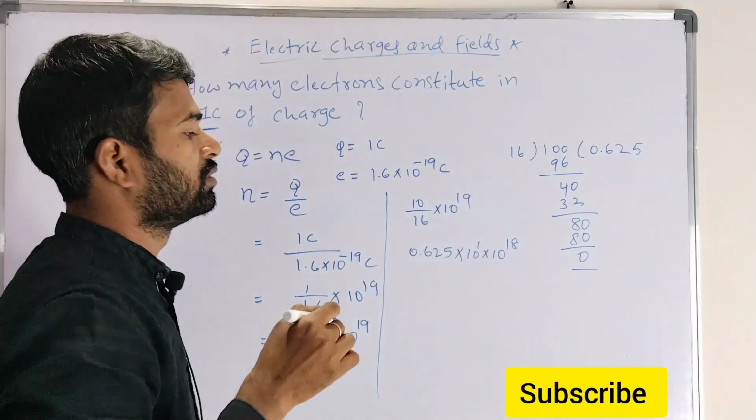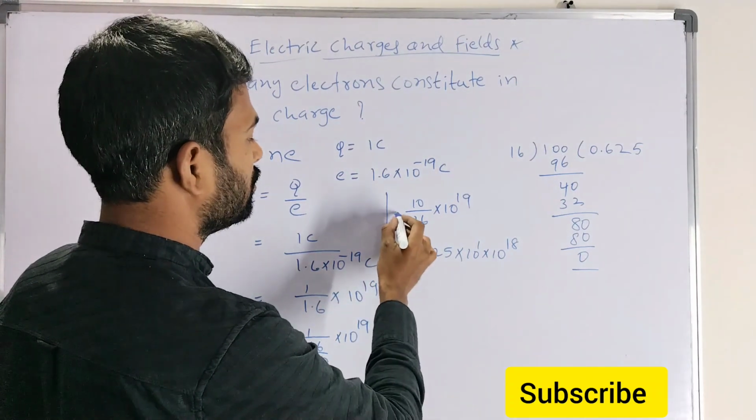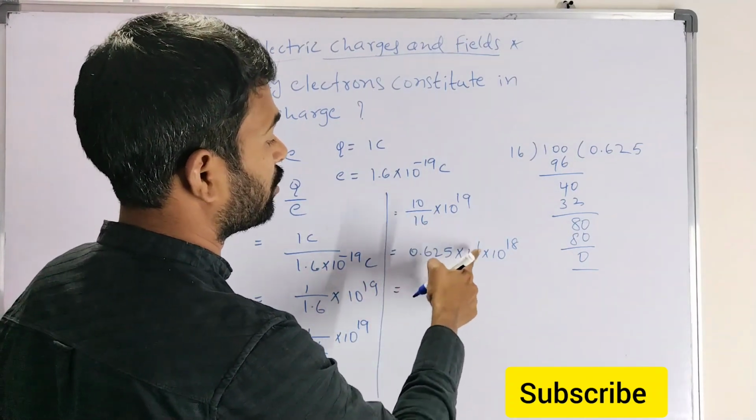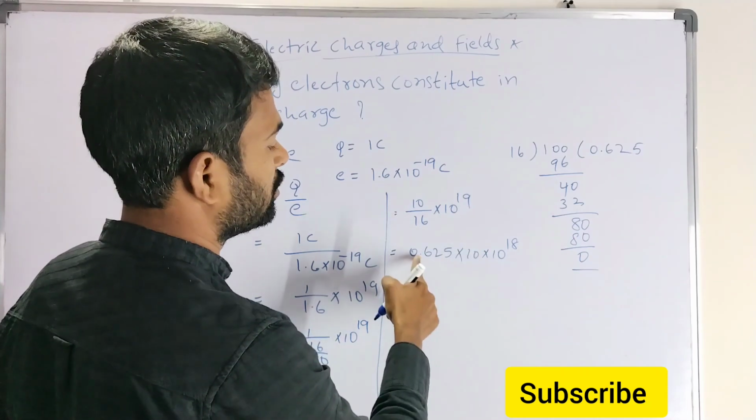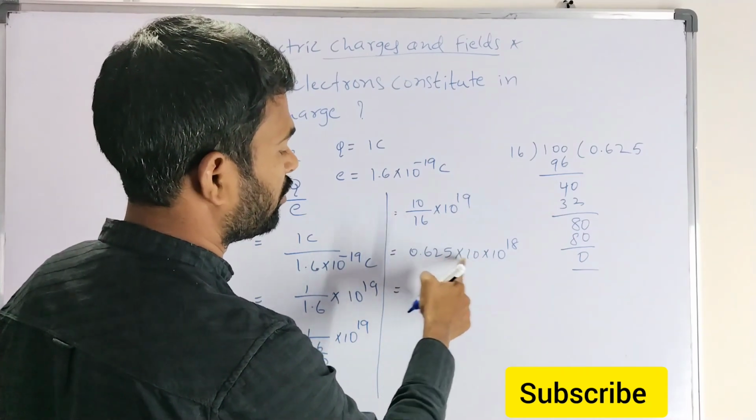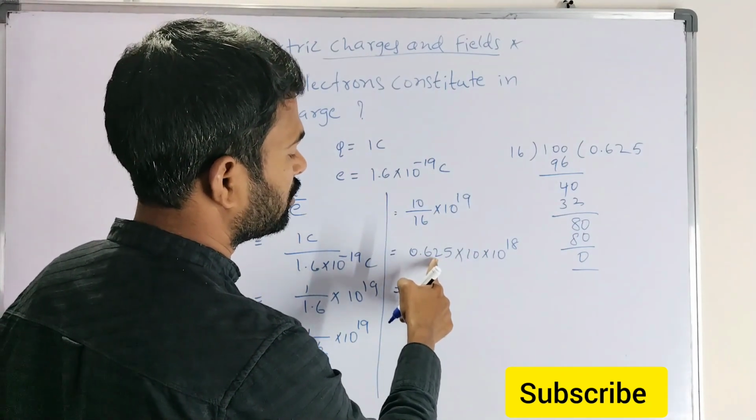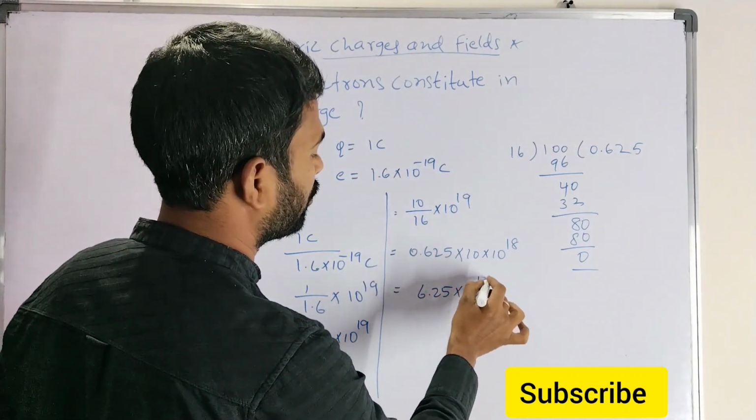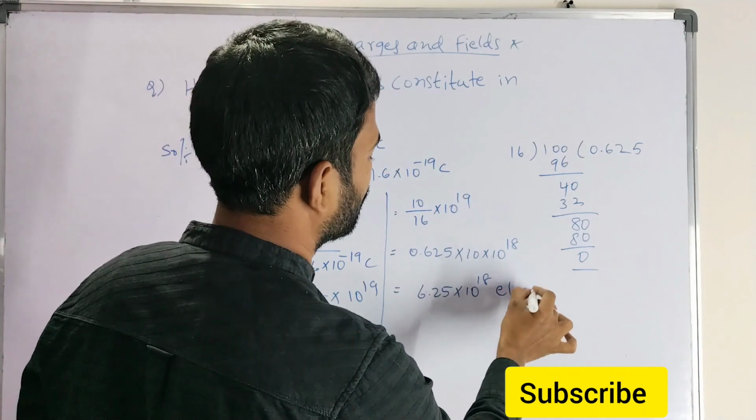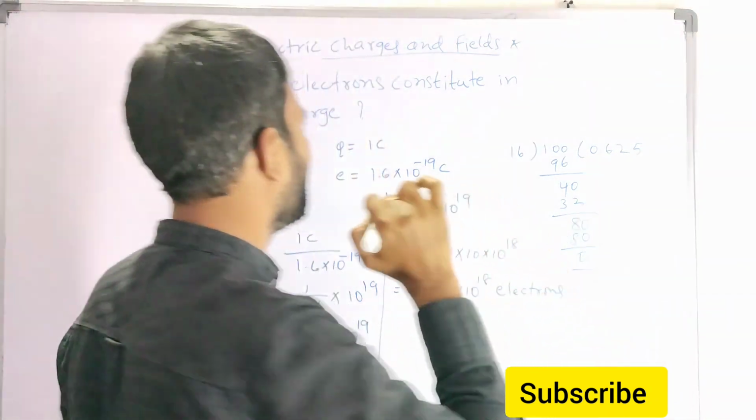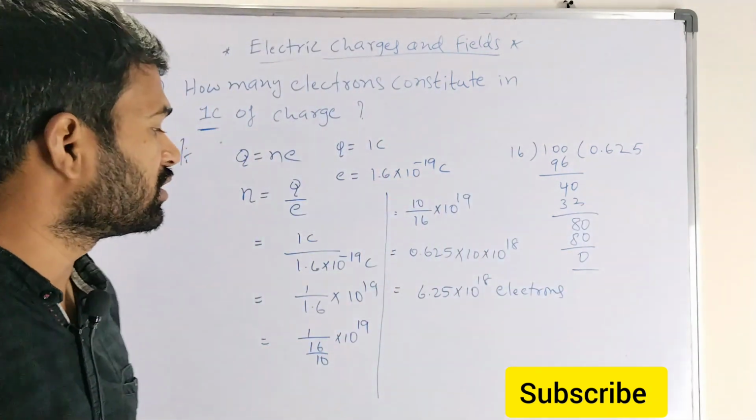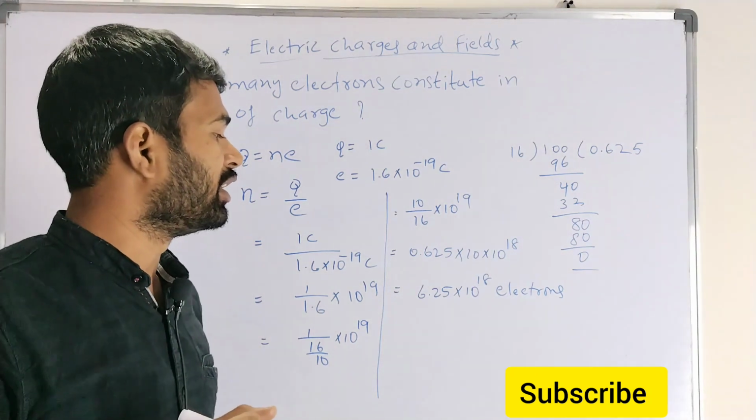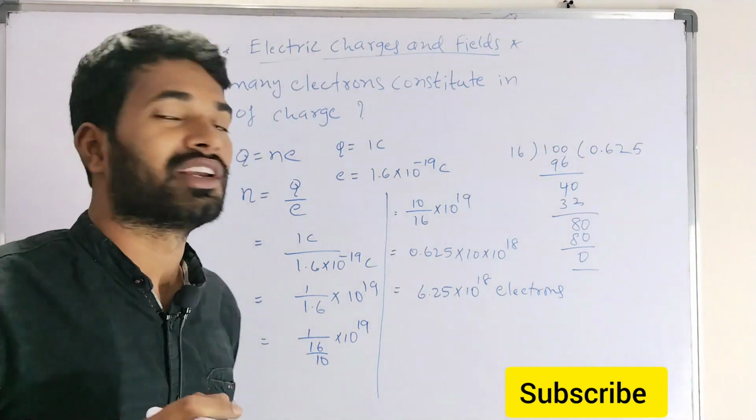So 10 power 18 into 10, I wrote for the 10. 0.625 into 10 means the point shifts to here. That is 6.25 into 10 power 18 electrons. How many electrons are there in 1 coulomb of charge? 6.25 into 10 power 18 electrons are there.